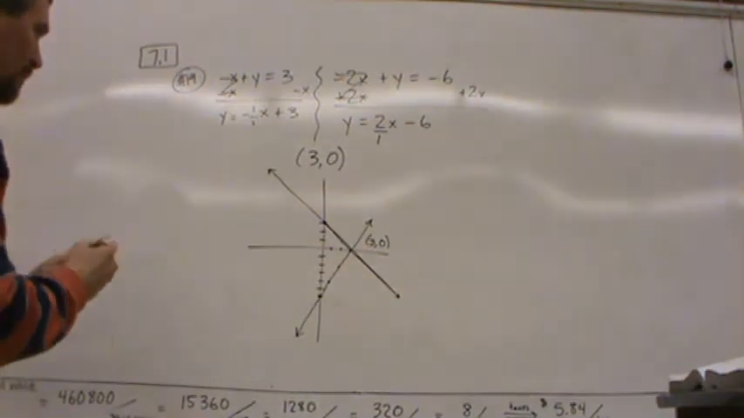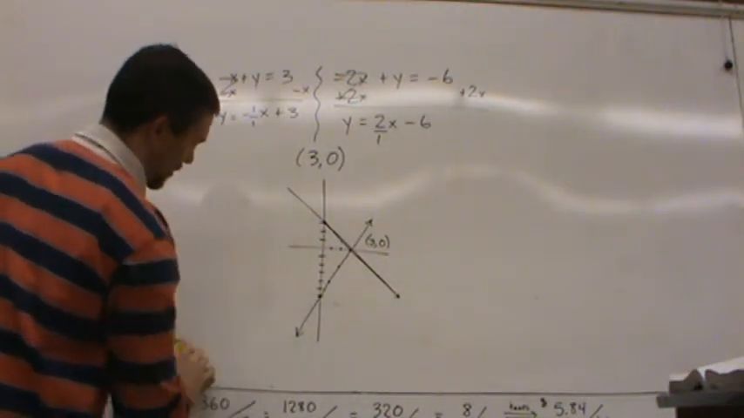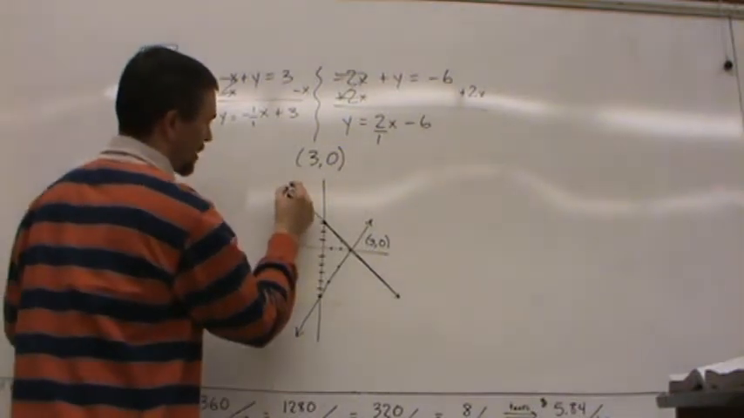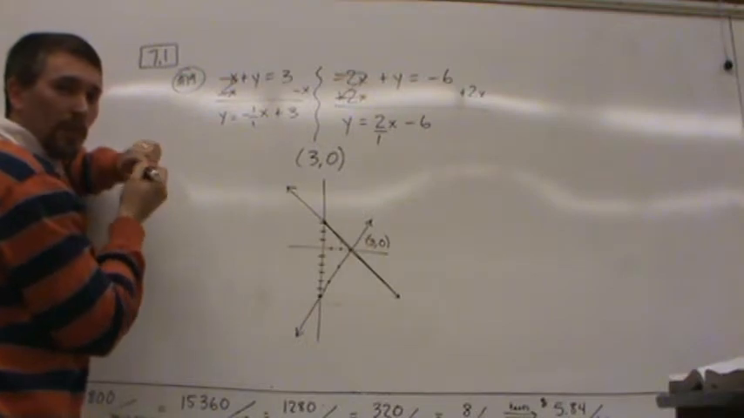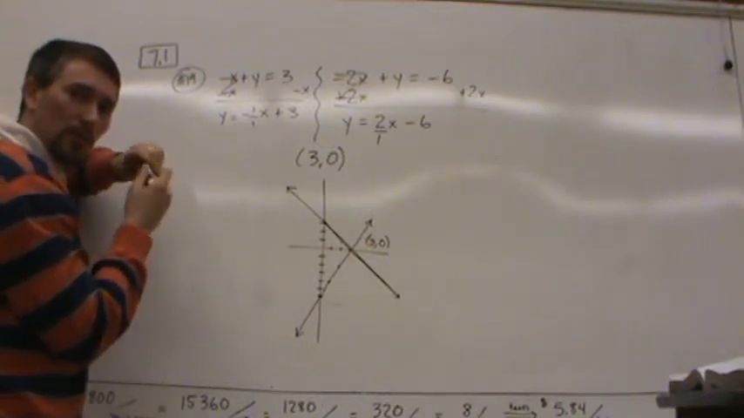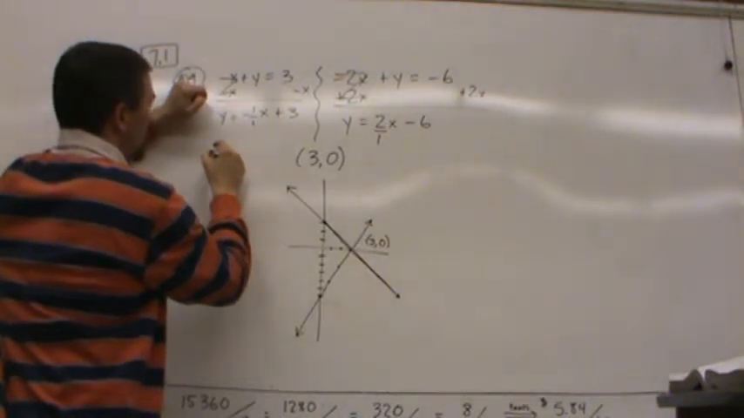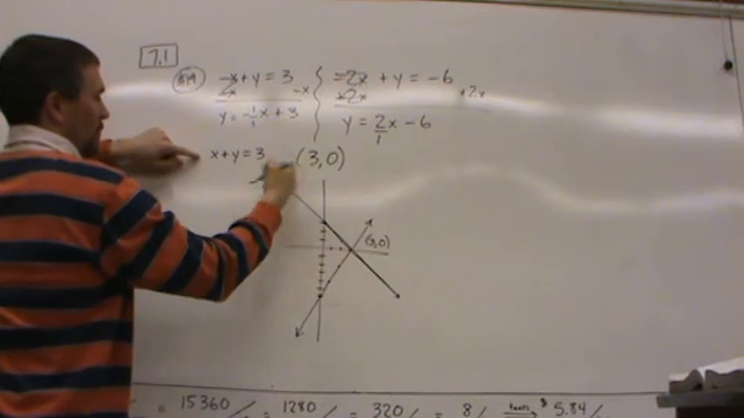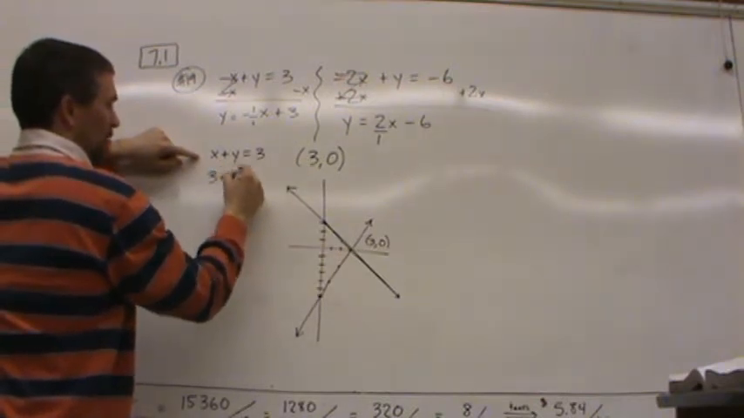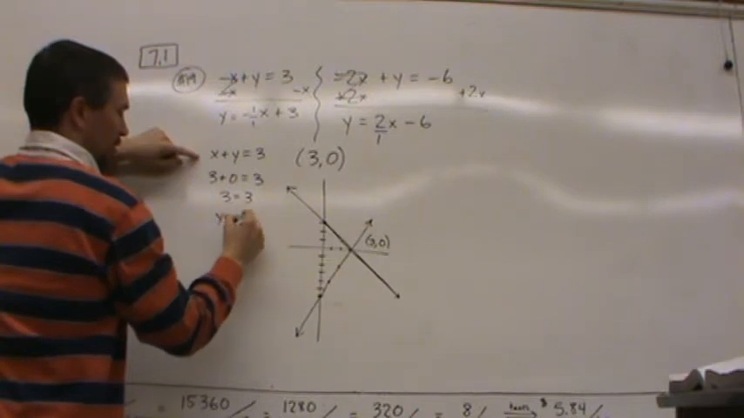And like I said before, there's really no excuse. I'm going to erase part of this to make room for my checking, because I was raving in my previous video about how there's no excuse for students getting it wrong, because you should take the original equation, x plus y equals 3, and plug the x and y back in there. 3 plus 0 equals 3. So obviously, yes, that works.